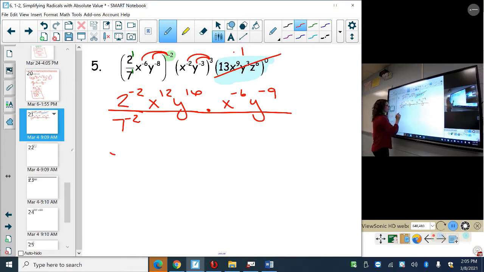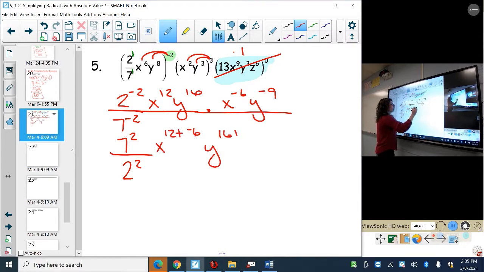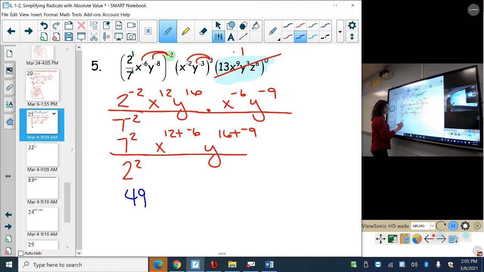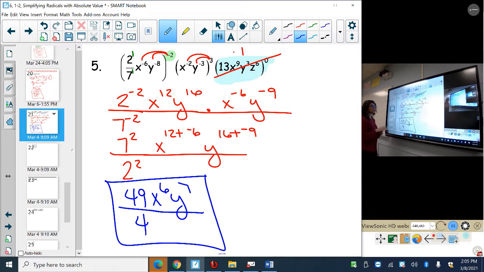So 2 to the negative 2 goes to the bottom and becomes 2 squared. 7 to the negative 2 goes to the top and becomes 7 squared. Then I'm going to add my x's together, and I'm going to add my y's together, extending that bar. 7 squared is 49. 2 squared is 4. We're going to go ahead and add these x's together to give you x to the 6th, y to the 7th. And all of them have positive exponents, so you are done. Okay?